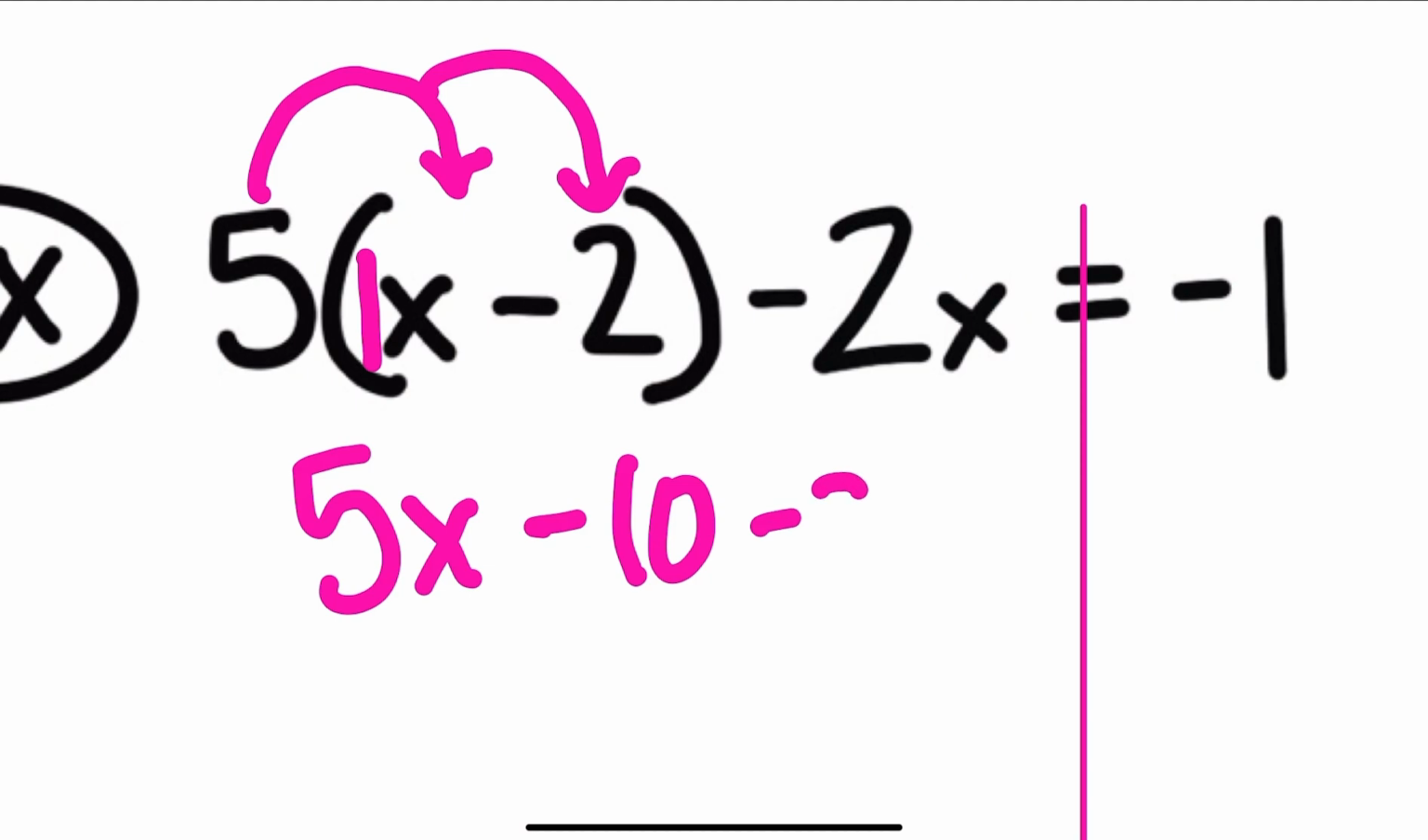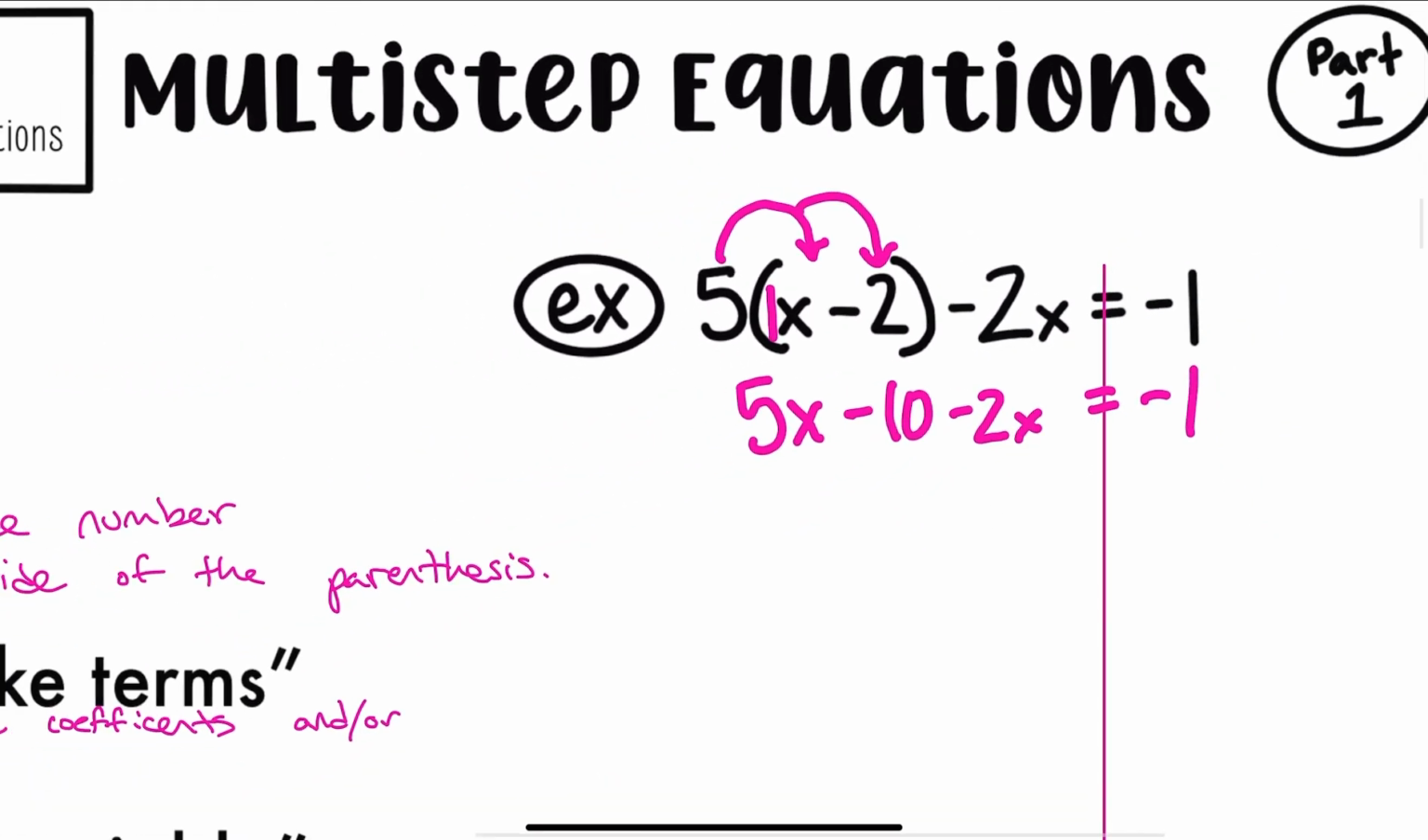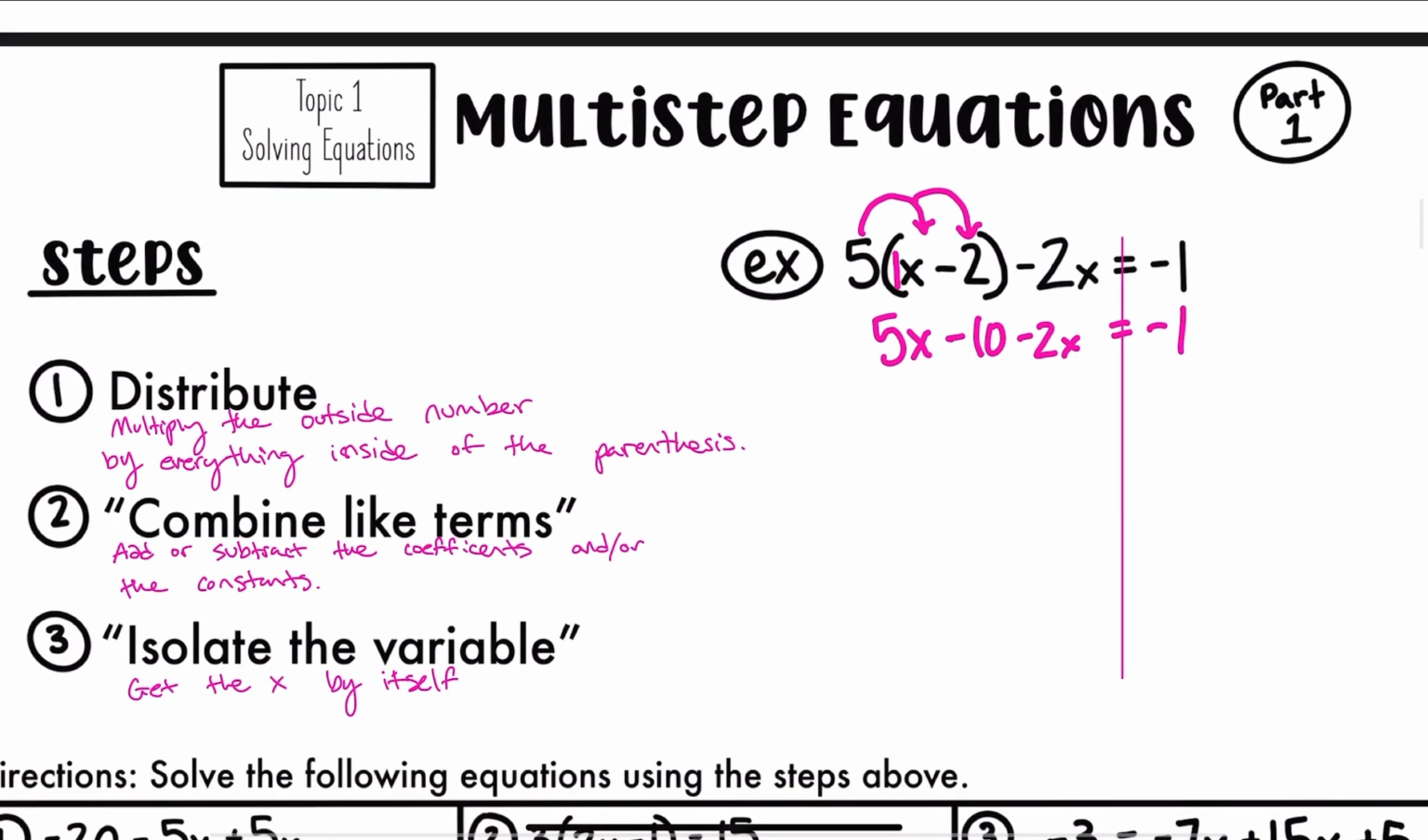I still have this -2x. I haven't used it yet. And I still have this -1 because that hasn't been used yet either. All I did here was that first step, which was distributing, multiplying the outside number by everything inside. Okay, cool. So let's try the second step. The second step says combine like terms. I'm going to add or subtract the coefficients and/or the constants.